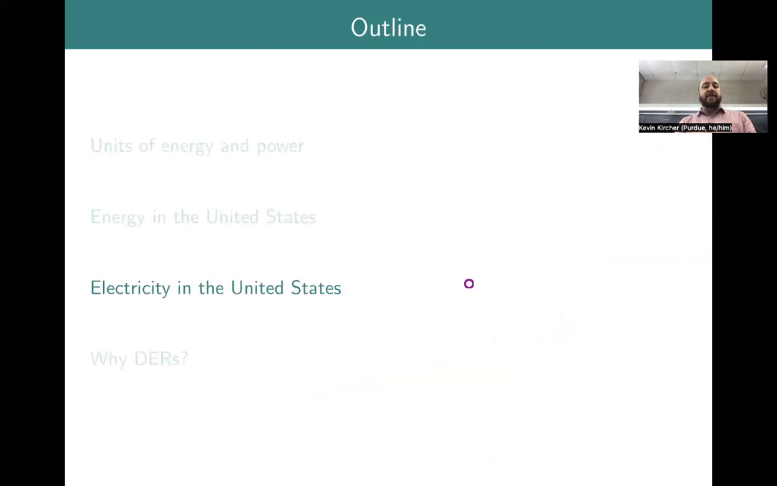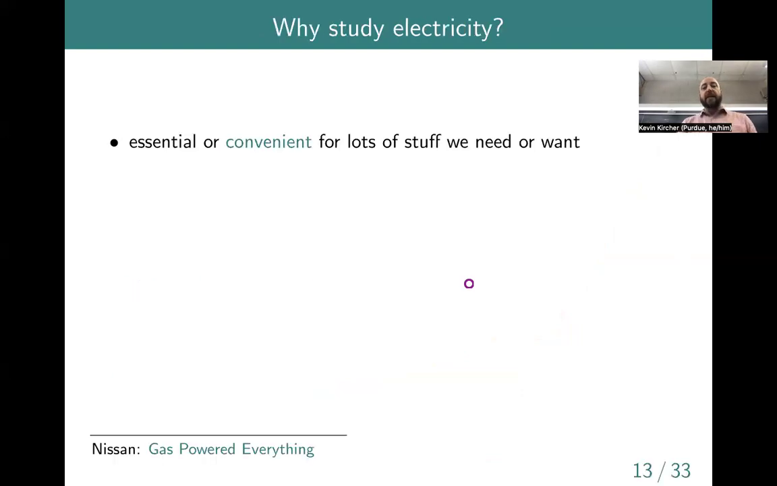Okay, so that is energy broadly. Let's drill down a little bit and talk about electricity more specifically, as the interesting subset of energy that we will mostly focus on in this class. So again, why do we care about electricity? Why might we want to study it? Well, one reason is that it is either essential or very convenient for many applications, many things that we like to do in our lives.